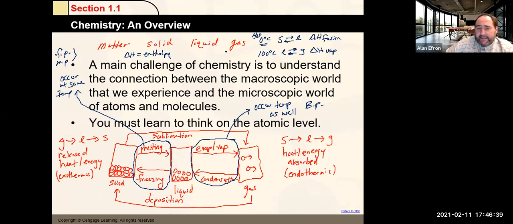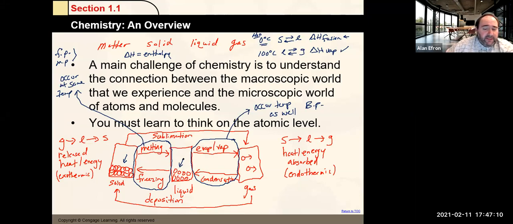As you might guess, it actually does take a lot more energy to do the transition from liquid to gas, or gas back to liquid, than it does solid to liquid or liquid to solid. In terms of going from solid to liquid, if you just look at the pictures, in a solid everybody's really tight to each other. In a liquid, they're still fairly tight to each other. So it doesn't take a lot of energy to break them apart a little bit.